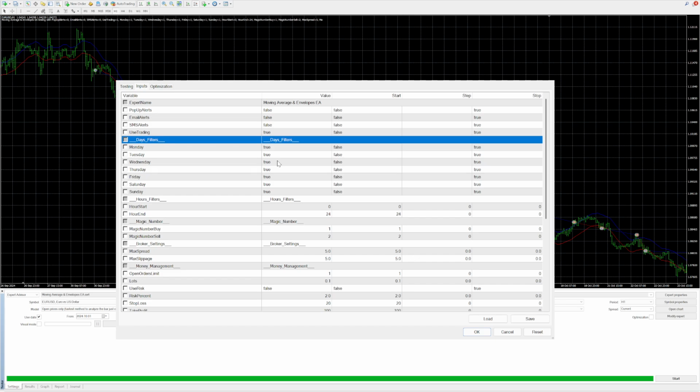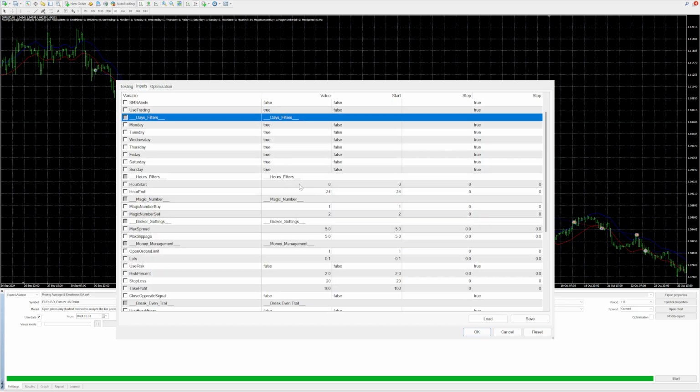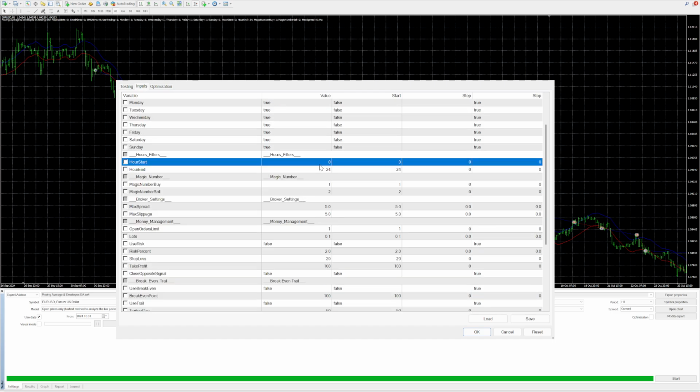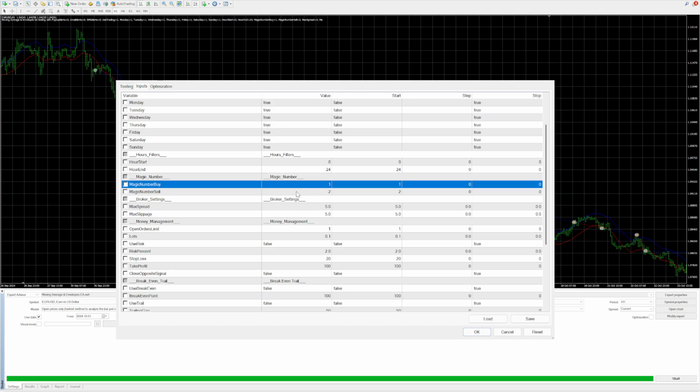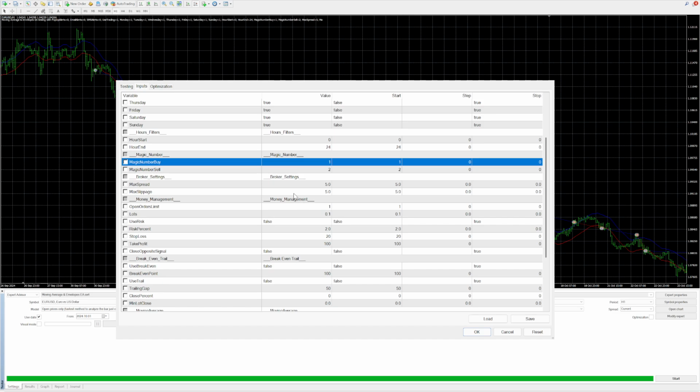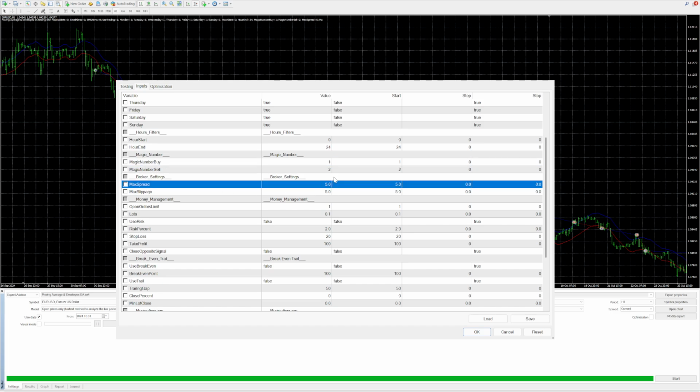So days filter is self-explanatory. This is the days of the week that you will receive signals or trades. Same with the hours filter. You can choose the hours to receive signals or have trades placed for you. Okay, magic number, this is the order ID, just to differentiate if you're running other EAs on your platform. Okay, maximum spread, maximum slippage. The EA won't take a trade if the broker spread or slippage is greater than these values, which are in pips.